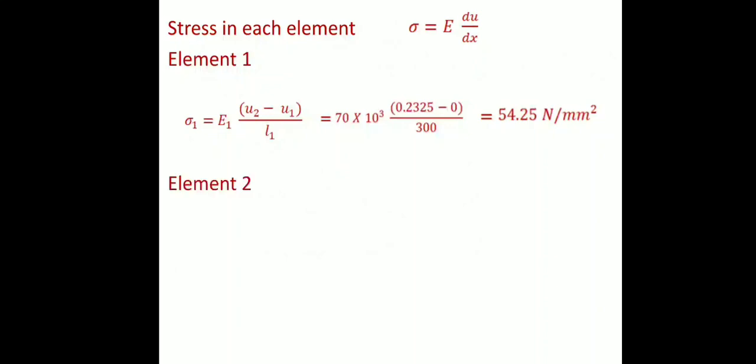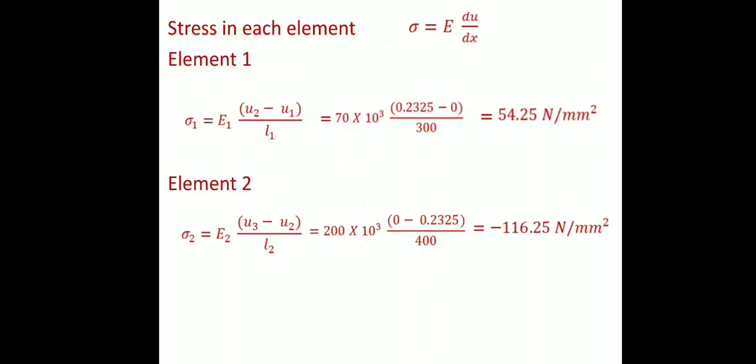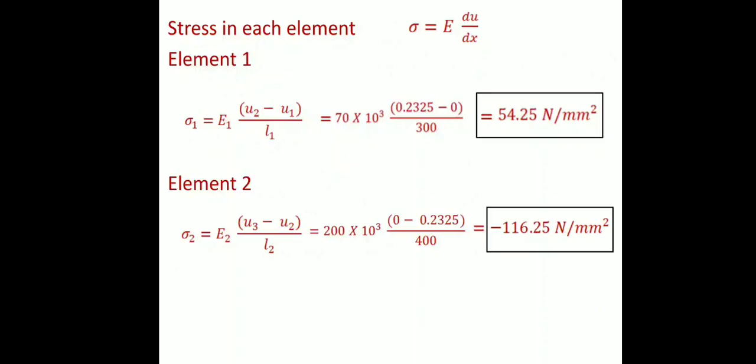And selecting element 2, the same equation will be applied, but the boundary condition will vary. (u3 minus u2) will be the difference in deflection, and L2 will be the distance between node 2 and 3. So substituting values, we get stress as minus 116.25 Newton per mm square. That is, the value is negative, which means that it is compressive stress. So in this case, there are two stresses: for element 1, tensile stress, and for element 2, compressive stress.